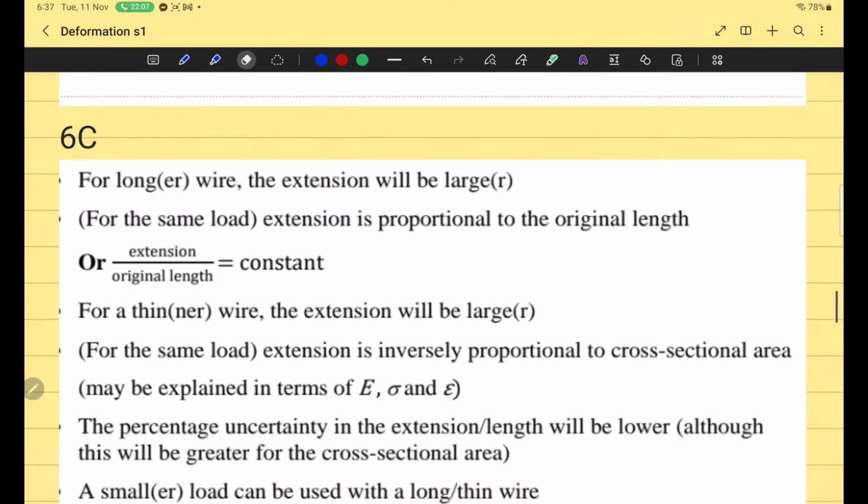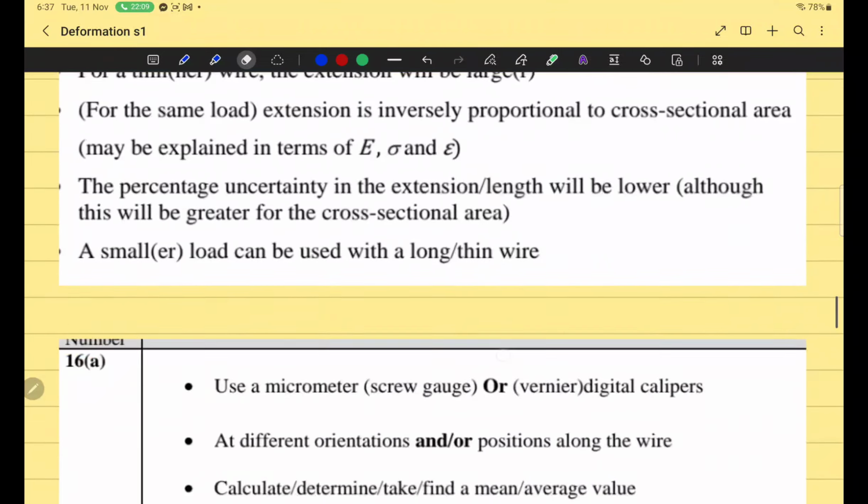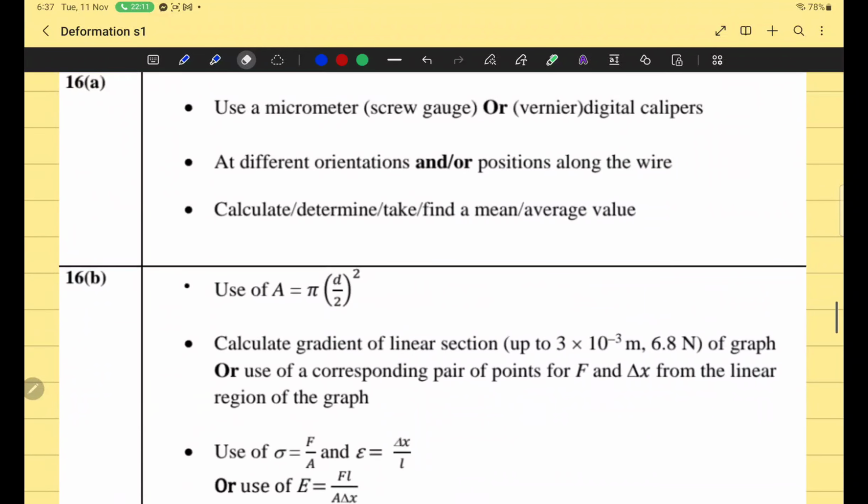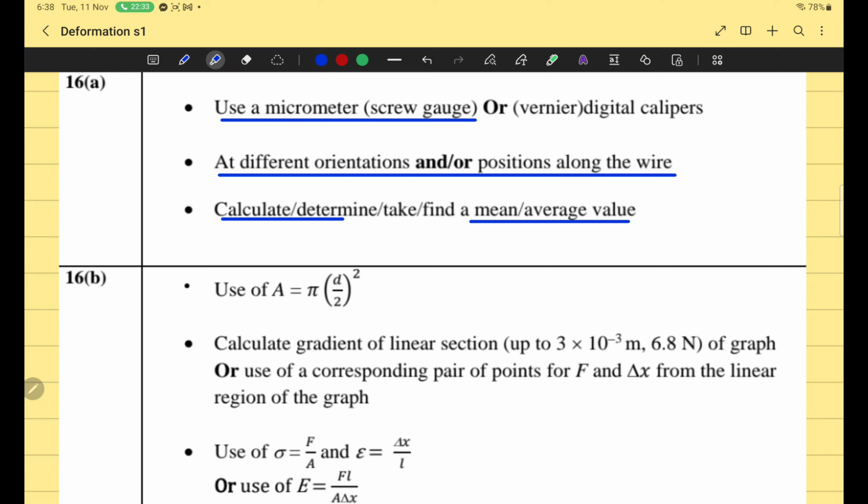But if you read the marking scheme, the marking scheme is here. We will use a micrometer screw gauge. Fix the wire between the two movable studs and note down the reading, and take three readings at different orientations, at different positions along the wire, and then calculate their mean. It will be the diameter.